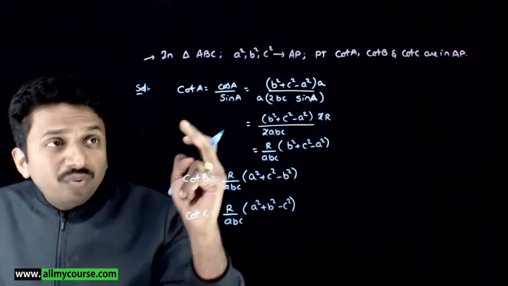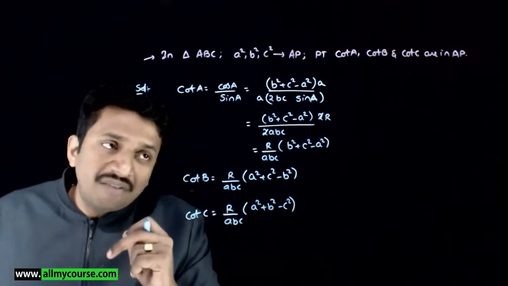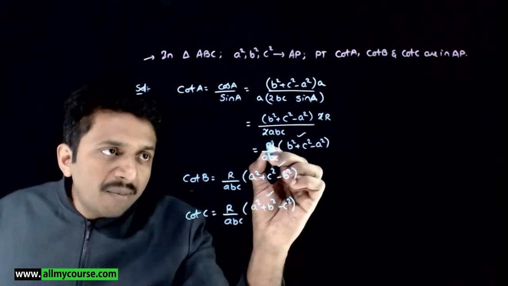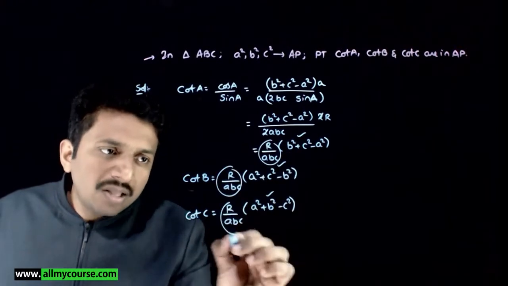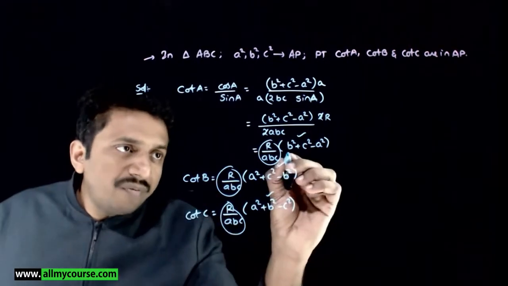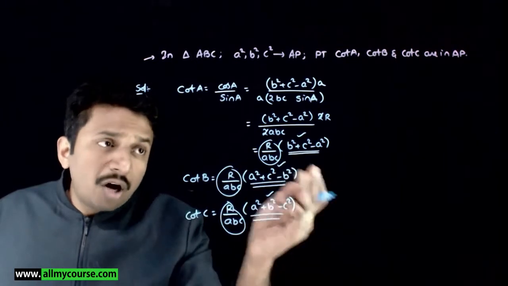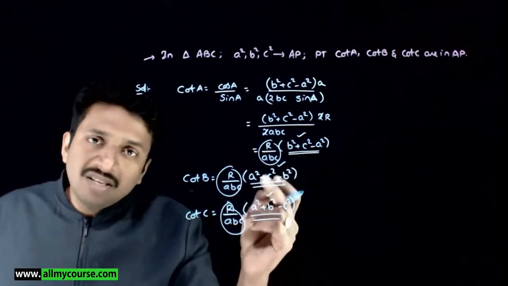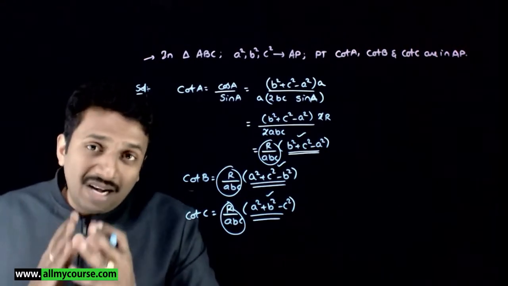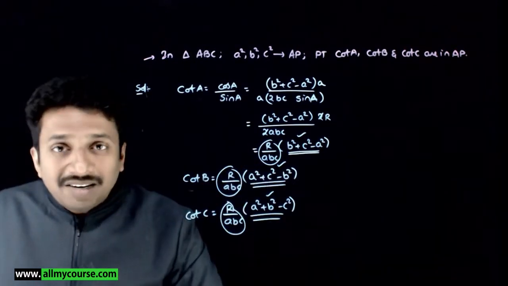So now what you need to prove is that these three are in AP. But R by abc is a constant present in all these terms. So from the properties of arithmetic progression, if you prove that these three terms are in AP, it will automatically prove that some constant times these three terms are also in AP. So effectively, your aim now is to prove that these three terms are in AP. So I'll try to do that.